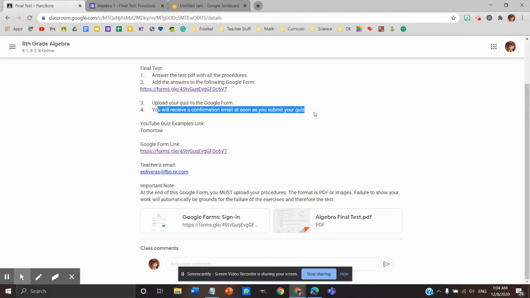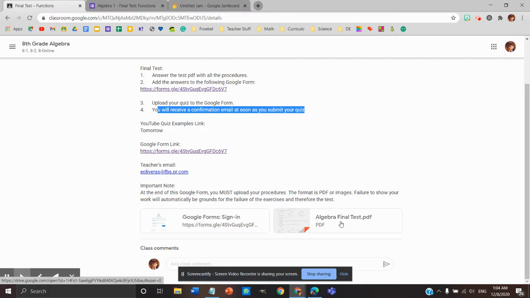That confirmation should tell you your actual grade, what you had right and which ones you didn't, because this is going to be checked automatically. If you're still having trouble, you can always send it to my email. And here you're going to have your Google form.